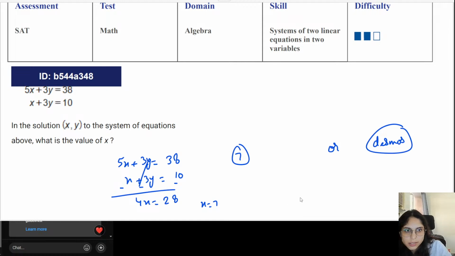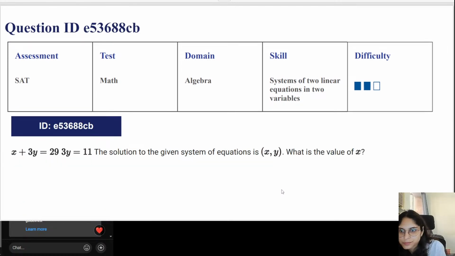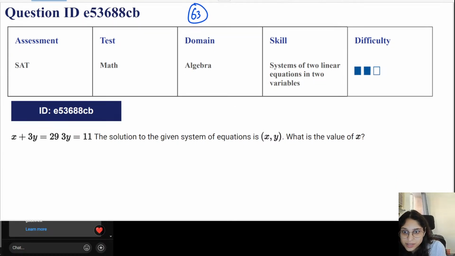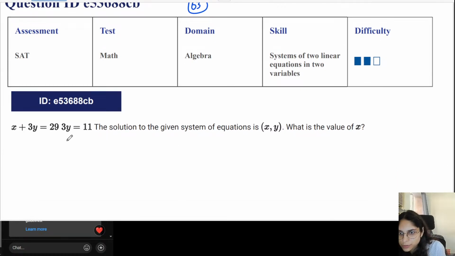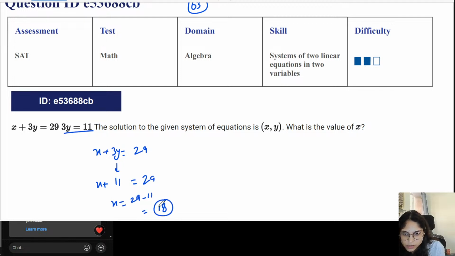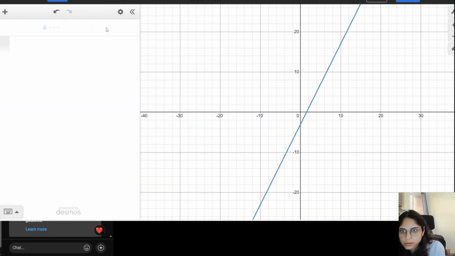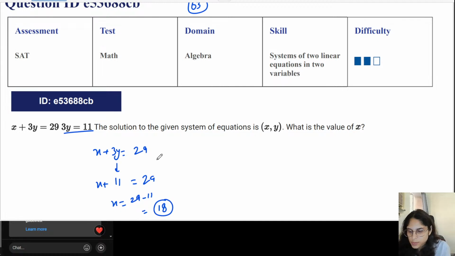Last medium problem is 63. Again, this one is easy because the value of 3y is directly given to you. So 3y is 11. So x plus 11 is 29. X is going to be 29 minus 11. 18 is your answer. So over here also, this was the easier or the faster way to do this one.